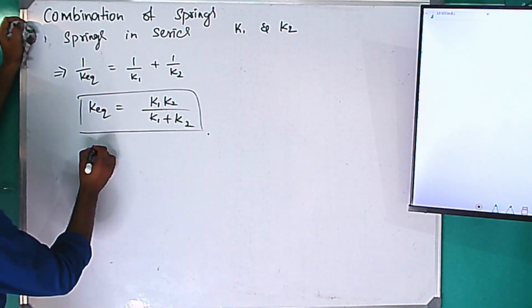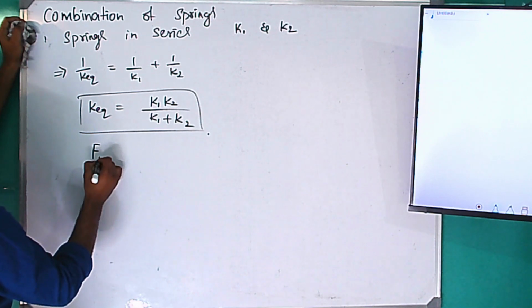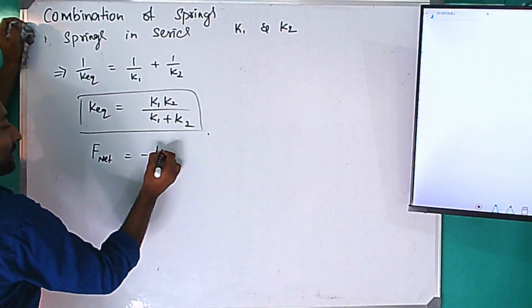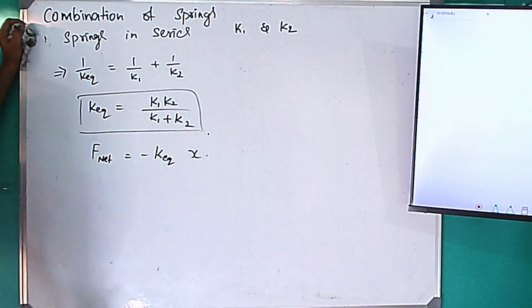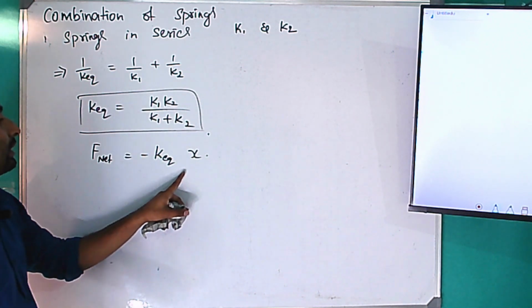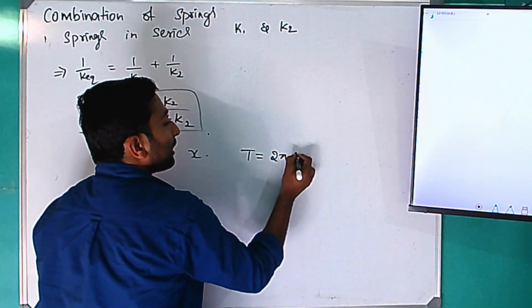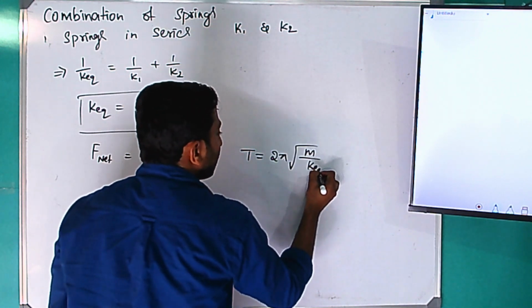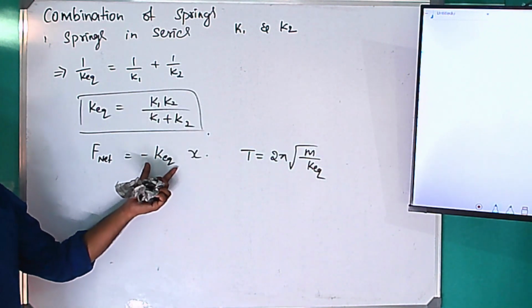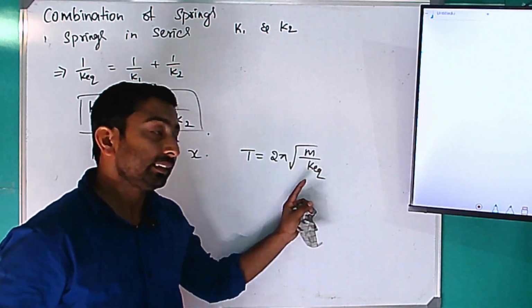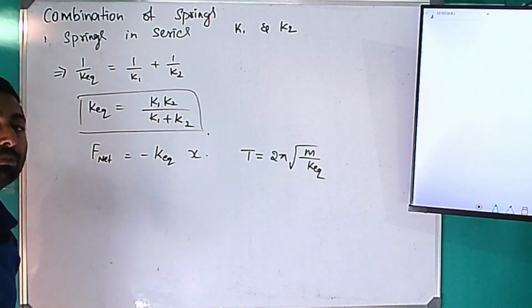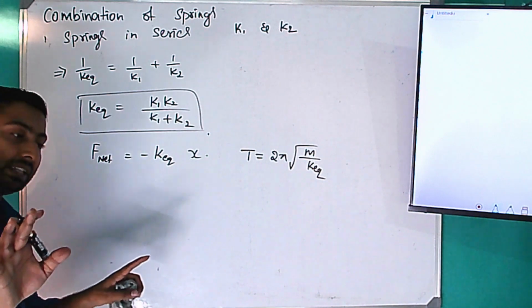So now I already told you, express the force equation F net is equal to minus K equivalent into x. Take the equation to this format, then you can substitute T is equal to 2 pi square root of m divided by K equivalent. So in place of K equivalent, substitute whatever is there, and that will be the time period of the given system. It is valid for any system.